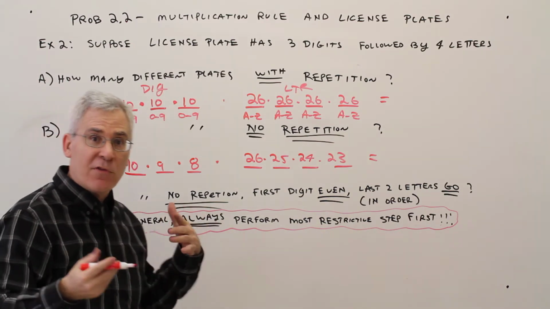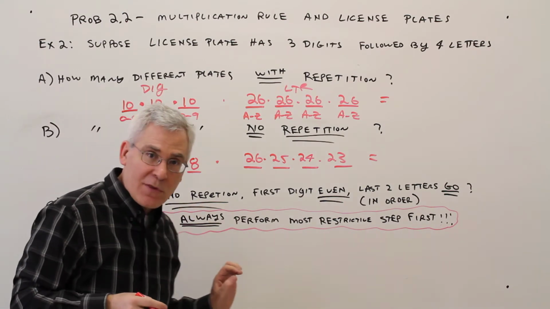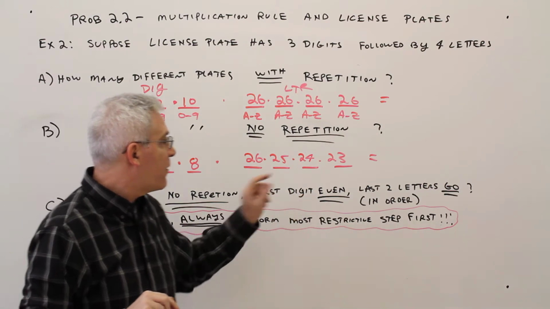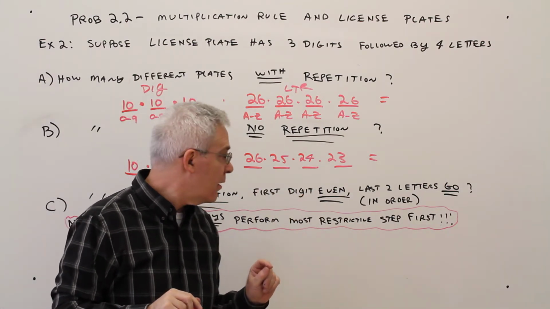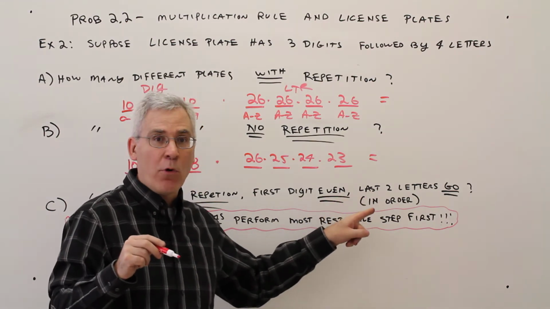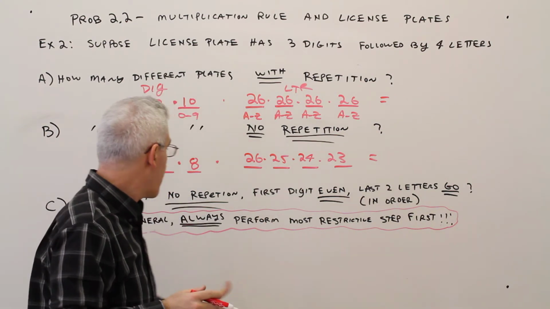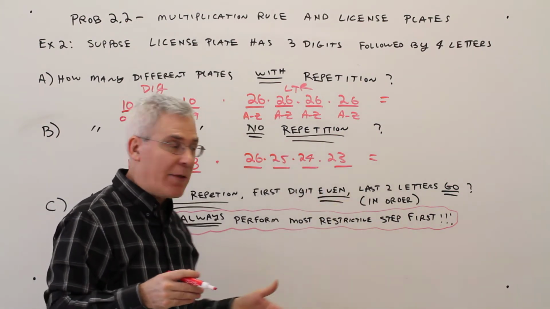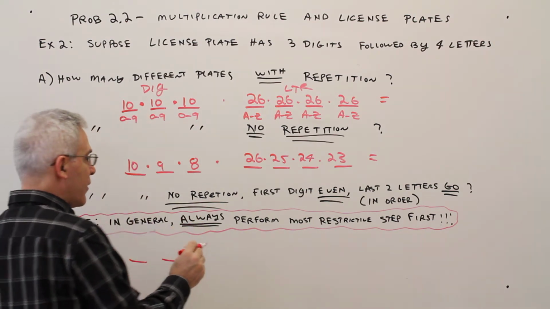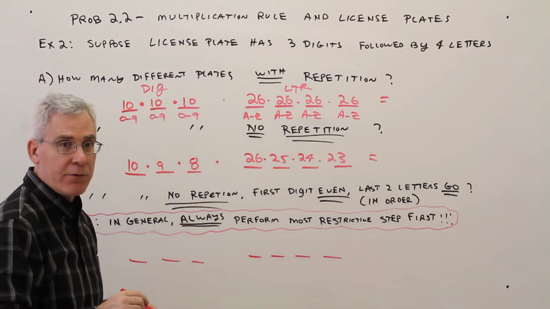All right, part C, this is the more challenging one. Same problem, no repetition allowed, so kind of like this one, but there's some more constraints. The first digit must be even, and the last 2 letters must be G-O in that order. So not O-G, just the last 2 letters are G followed by O. Okay. I'm going to do the same thing, write down the slots. So 1, 2, 3 for my digits. 1, 2, 3, 4 for my letters.